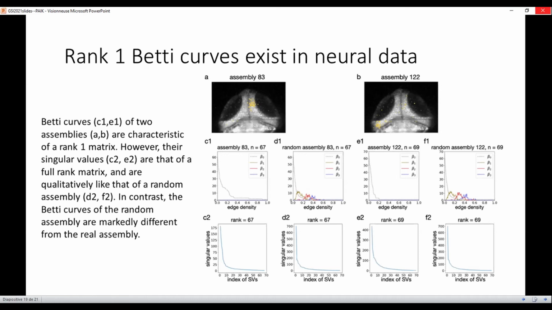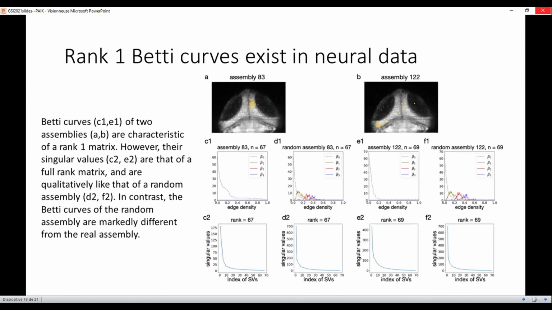If we look, these are pictures of the assemblies. Now, if we look at the Betti curves induced by the submatrices of the correlation matrix induced by the assembly neurons, we see in these two cases, but it's very typical for all of the assemblies, that you get identically 0 Betti curves. So these are the rank 1 Betti curves of the theorem.